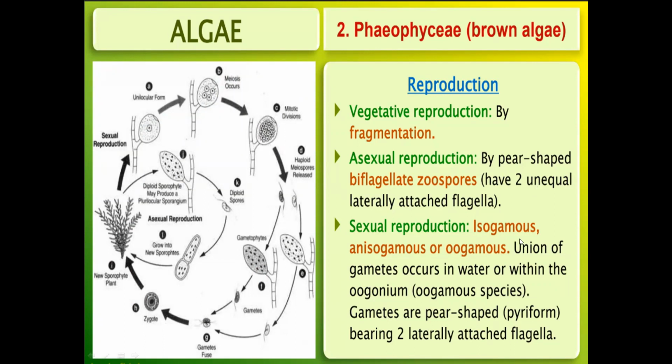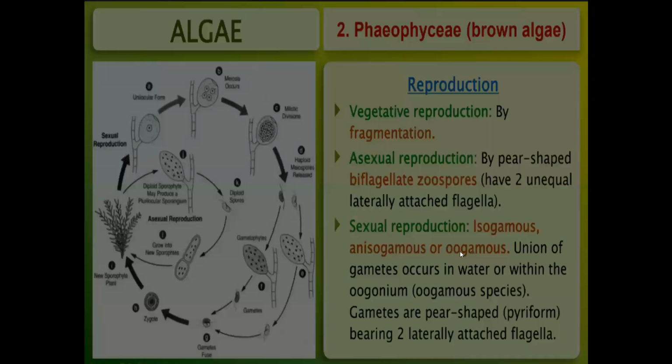Sexual reproduction is again isogamous, anisogamous and oogamous. Union of gametes will occur in the water and within the oogonium. Oogonium is the female part. Gametes are pear-shaped and have two laterally attached flagella. You have to know vegetative reproduction by fragmentation, by biflagellate zoospores, and isogamous, anisogamous, and oogamous.